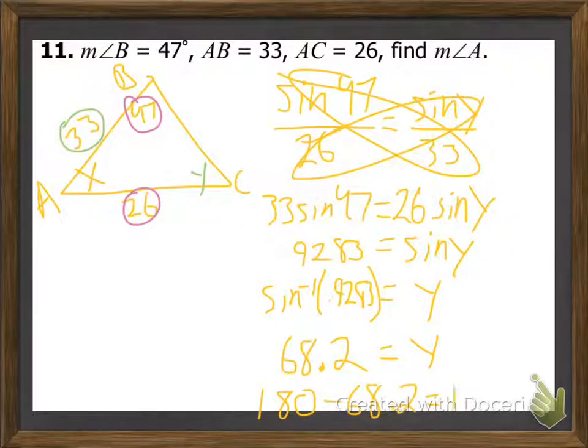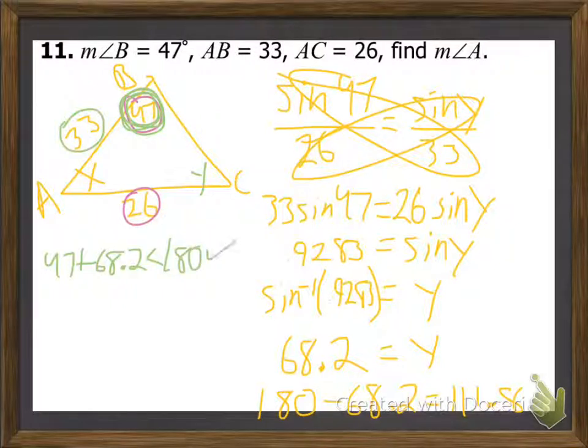And now your other answer is going to be 180 minus 68.2. And when you do that, you get 111.8. So now we have to check both of them. So you're going to take the angle that they gave to you, which is 47, and then you're going to add them all together. So 47 plus 68.2 will be less than 180, so that's good, that checks out. And 47 plus 111.8 is actually also going to be less than 180. So we're going to have two answers in this problem.